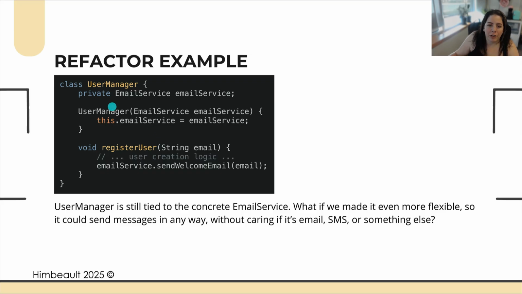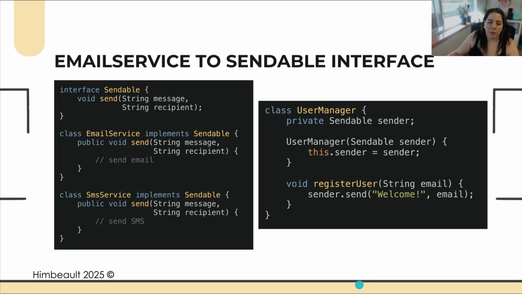Of course, the user manager is still tied to this concrete class of email service because now we're stuck always sending whatever this message is by email. We would be really stuck if we wanted to send this message by SMS text, for example. So if we wanted to make this even more flexible, we'd want to take it one step further. And we've seen this already. We want to implement this interface Sendable with this send with the message and recipient.